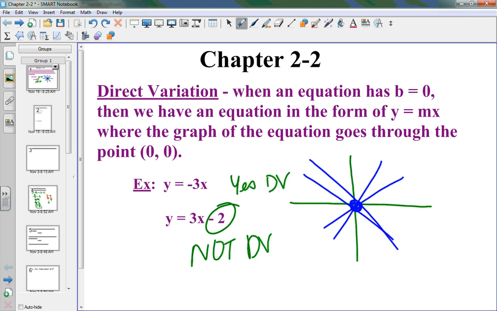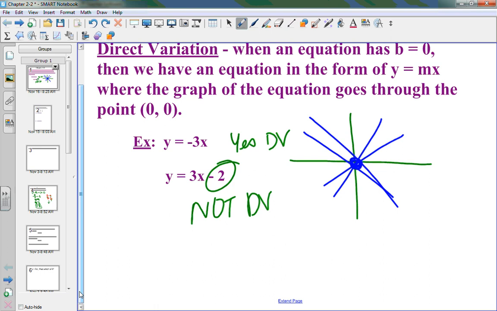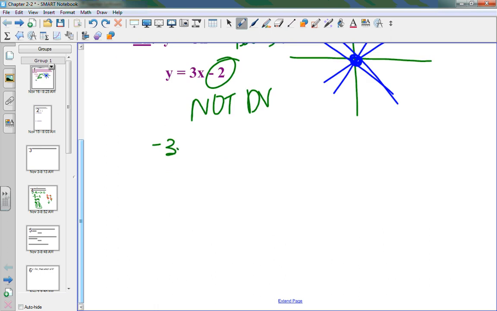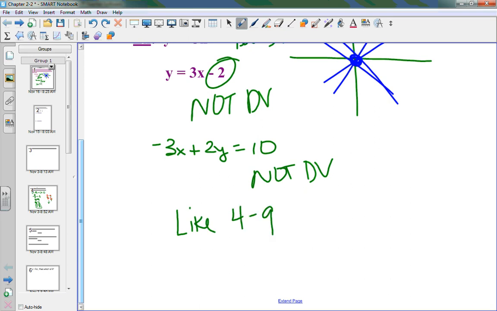Okay? What if it doesn't give it to you in that form? What if I gave it to you in this form? Is that direct variation? No, because you should only have an x and a y, correct? So this is not direct variation. Do we all understand that? That is like problems 4 through 9 on tonight's homework.